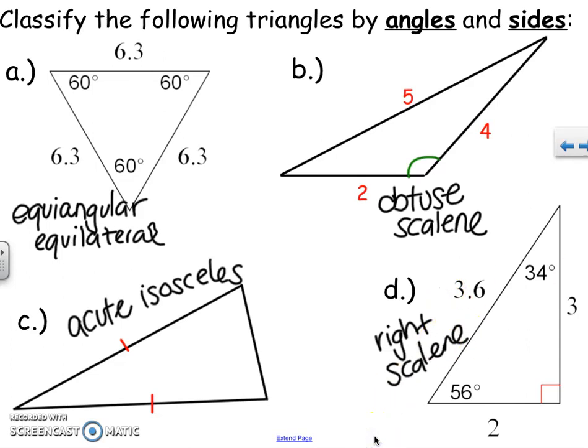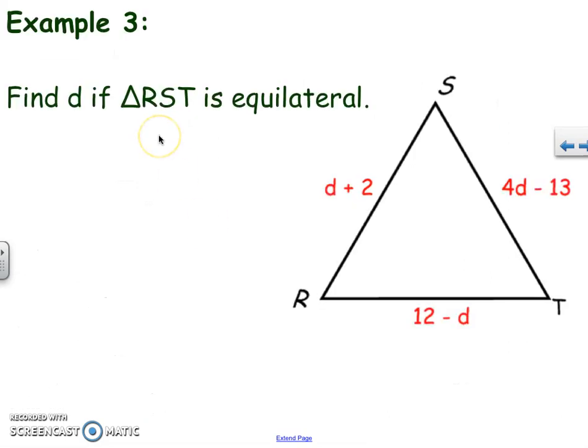Okay, so that's how you classify a triangle. So let's look at an example. Let's find D if RST is an equilateral triangle. So the first thing you know is if it's equilateral, I know all the sides are the same. So we could do this problem a lot of different ways. I just need to set one side equal to another side. So you could set D plus 2 equal to 12 minus D, or you could set 4D minus 13 equal to this one. Does not matter.